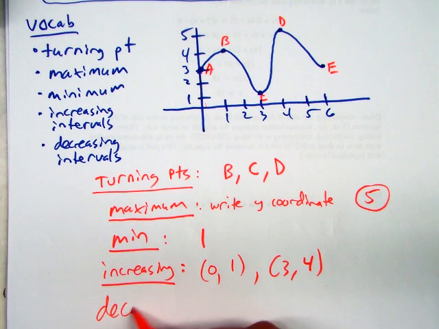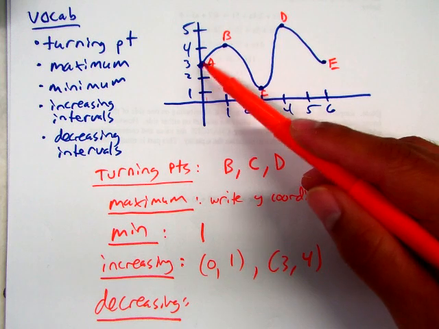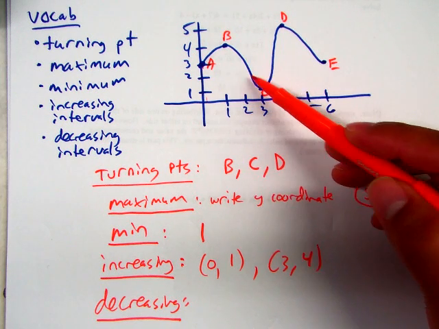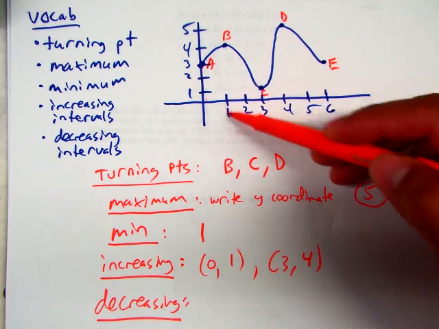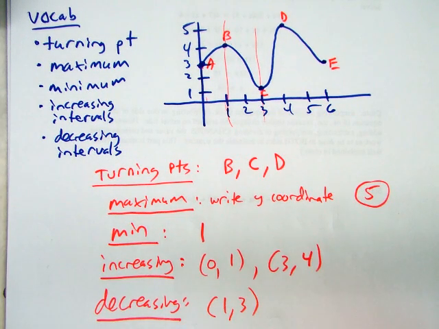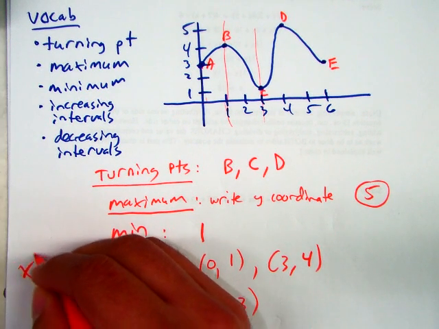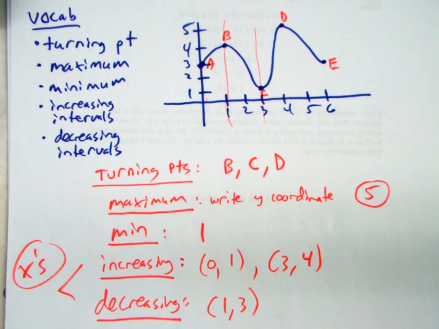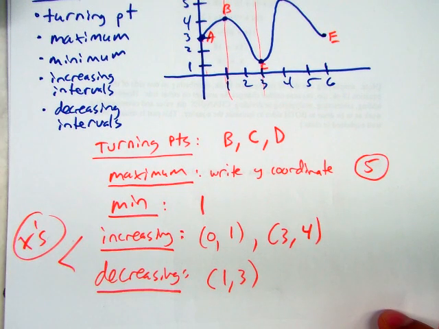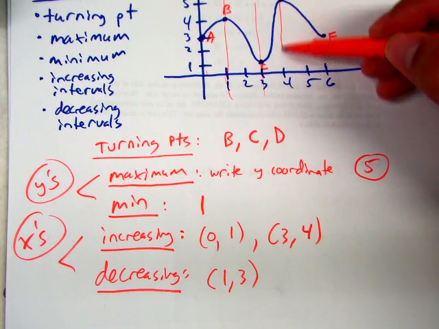Decreasing. From B to C, we're decreasing, right? So what are the x values there? From 1 to 3. X values. X, not Y. And that's actually a good note to make. We're always talking about x's here. When we're saying where are we increasing, where are we decreasing, you tell me from what x to what x. So maximum and minimum is y. Yep. And the other ones are x. Very good. Let's write it down. Are we decreasing anywhere else? 4 to 6. Does everybody see that? 4 to 6, very good.